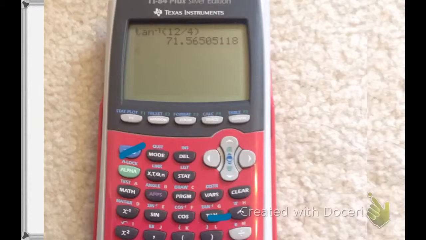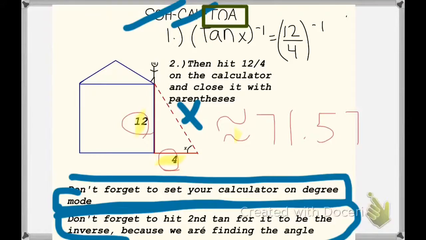After hitting enter on the calculator, you will get this number. If you rounded that, it would be about 71.57 degrees. So, now we know that the angle in which Bobby fell off the building from was 71.57 degrees rounded to the nearest hundredth.